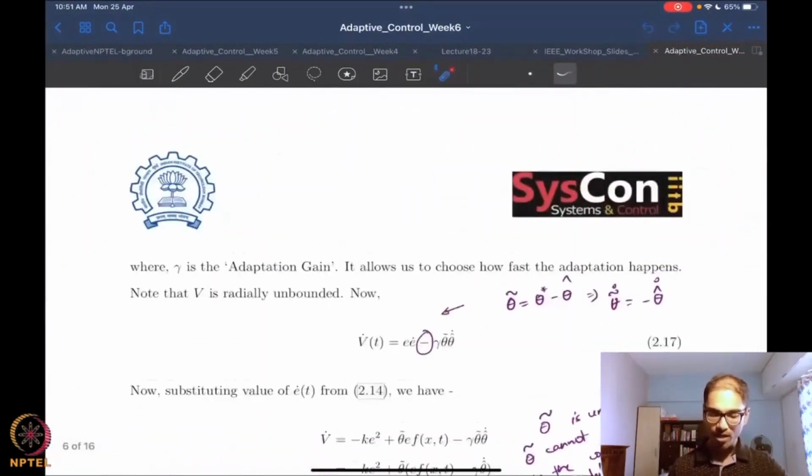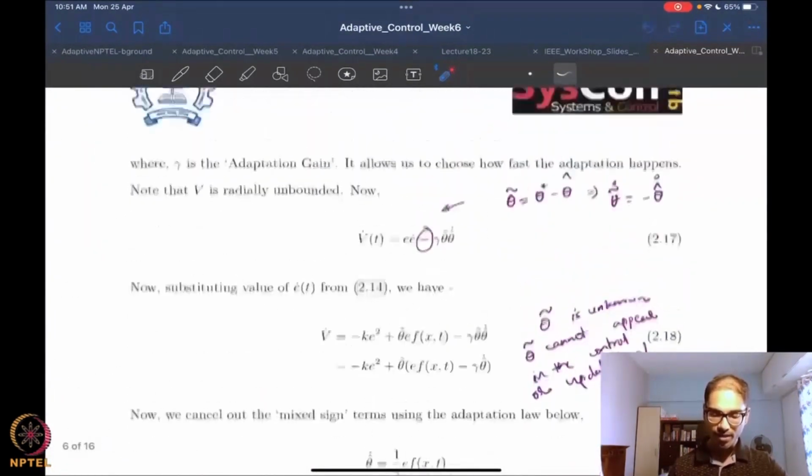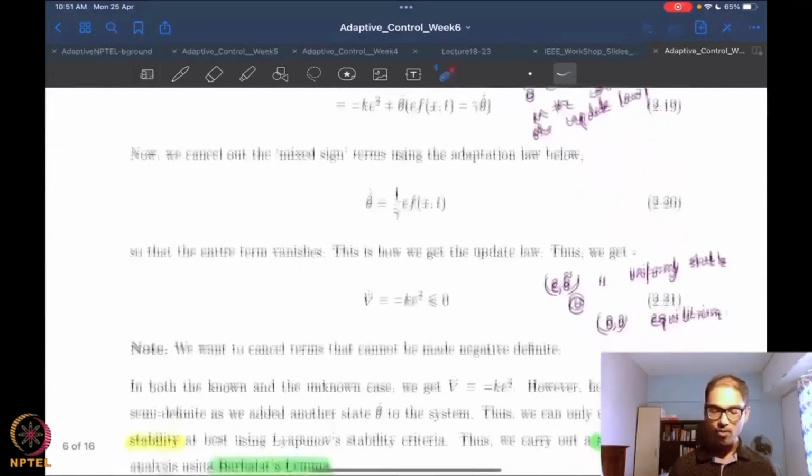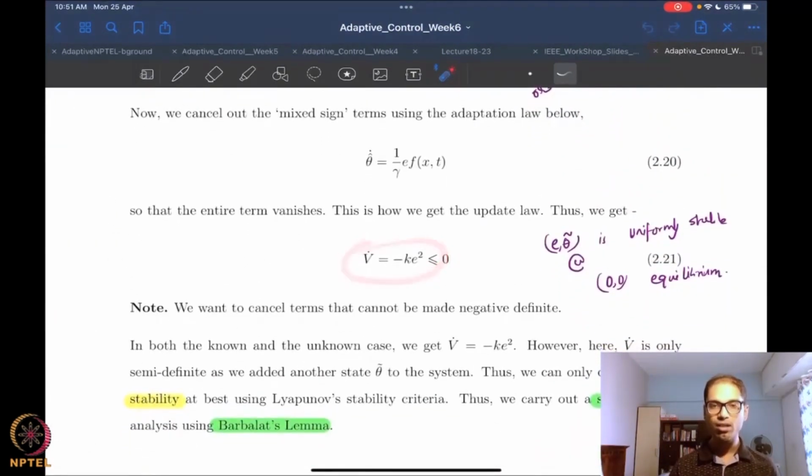But in the unknown case, there is in fact a theta tilde squared term in the V, which means that in the known case, V dot was negative definite because there was only one state. But in this case, we have introduced an additional state, theta tilde, because we have to, otherwise we don't know how to update our parameter. So the fact that we get the same V dot does not mean we also get negative definiteness. In this case, we get only negative semi-definiteness.